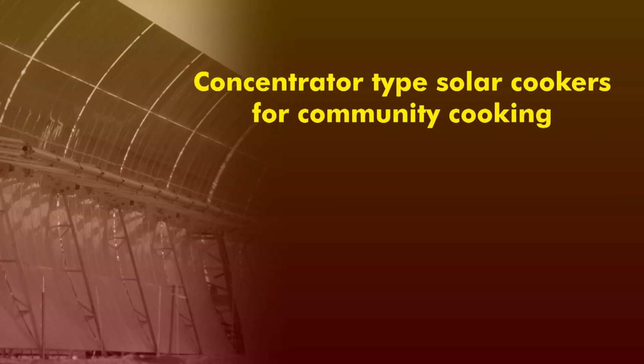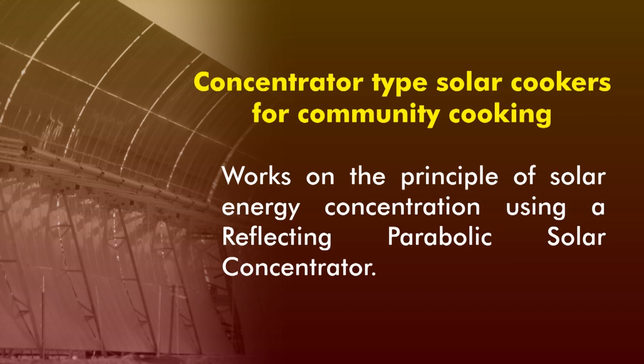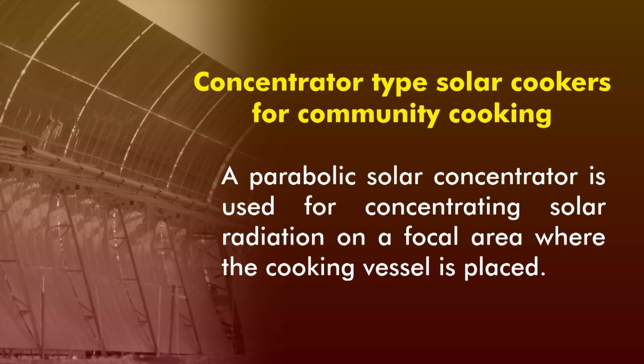Now we will discuss the concentrator type solar cooker for community cooking. The concentrator type solar cooker works on the principle of solar energy concentration using a reflecting parabolic solar concentrator. A parabolic solar concentrator is used for concentrating solar radiation on a focal area where the cooking vessel is placed. It is larger than the SK14 type solar cooker. The unique feature of this cooker is that it makes cooking possible with solar energy in the kitchen itself.